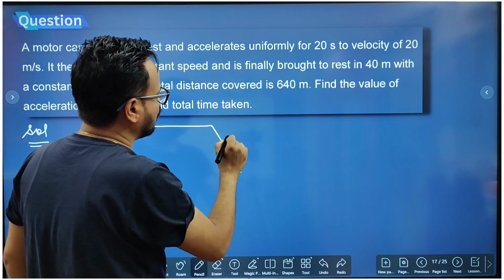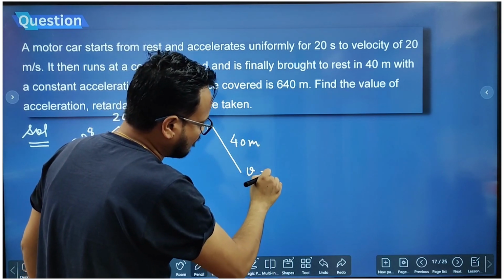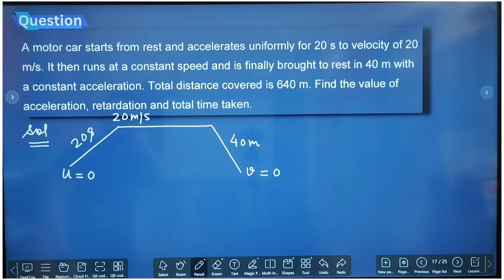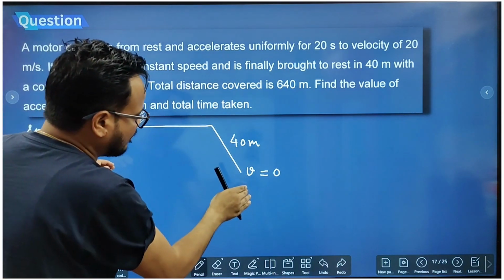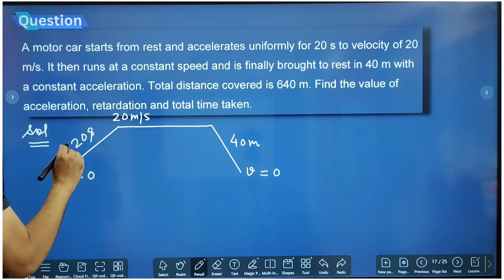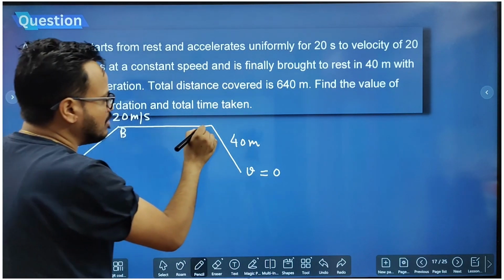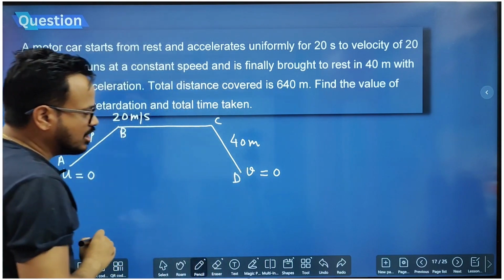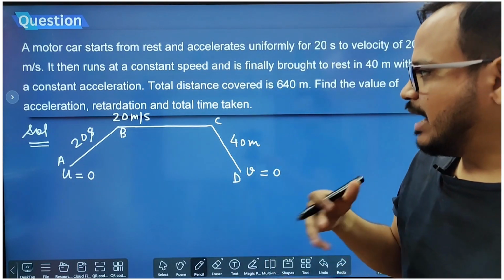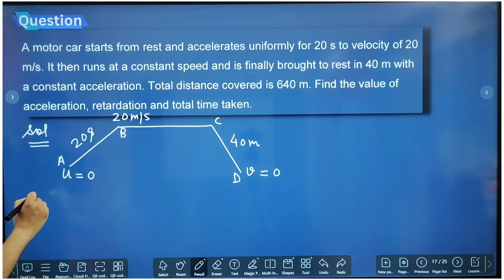It is finally brought to rest in 40 meter. This distance is 40 meter, and now at this point this body is at rest. So the total distance covered is 640 meter. This plus this plus this. This total distance is 640. Find the value of acceleration, retardation and total time taken. So let this point be A, this point be B, this point C and this point D. So we can divide this motion into 3 different parts, and for each part some parameters are known and some are to be calculated. So let's first take part AB.